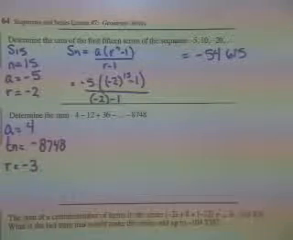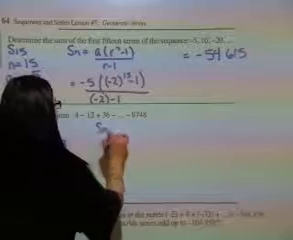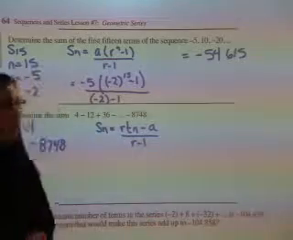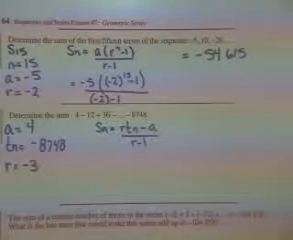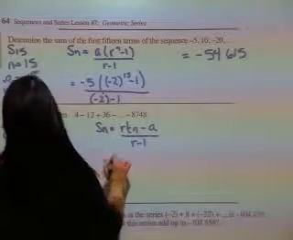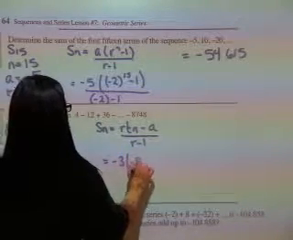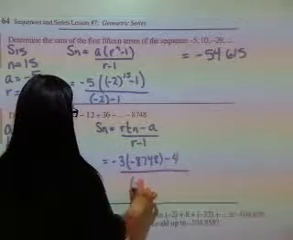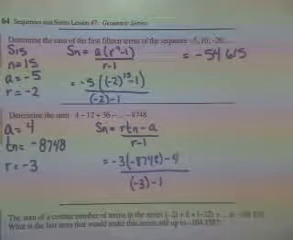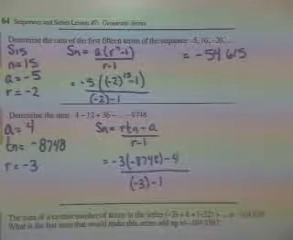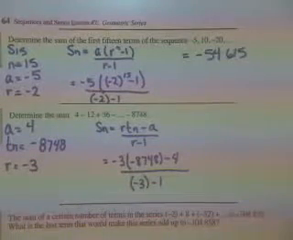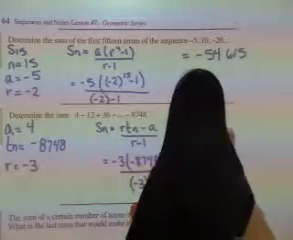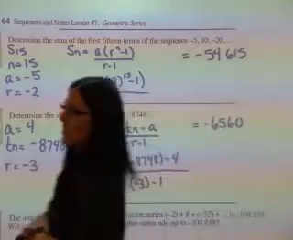-3. So then I can use the S of n formula, which is R times T of n minus A, divided by R minus 1. So that would be -3 times -8,748 minus 4, divided by -3 minus 1. So what did you get? -6,560. That would be correct.